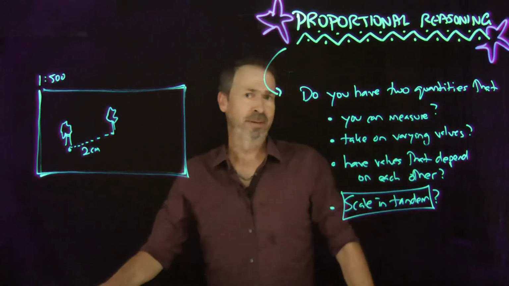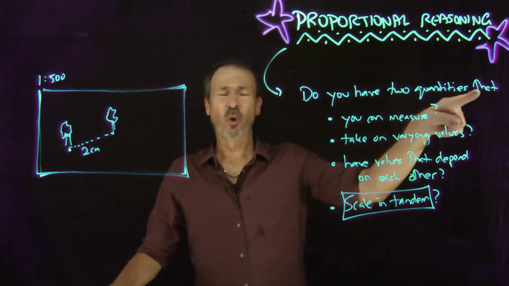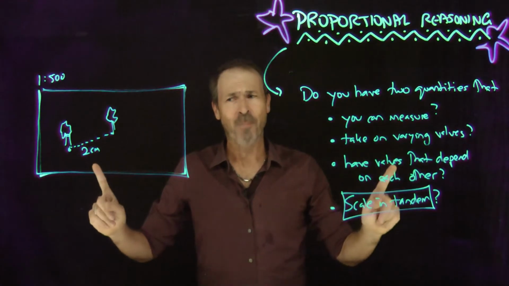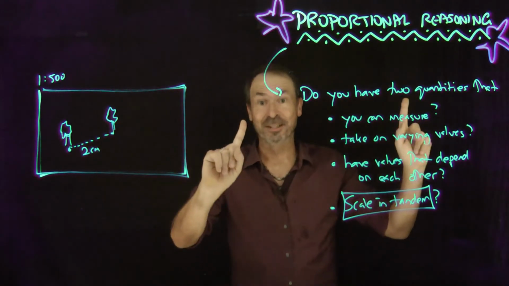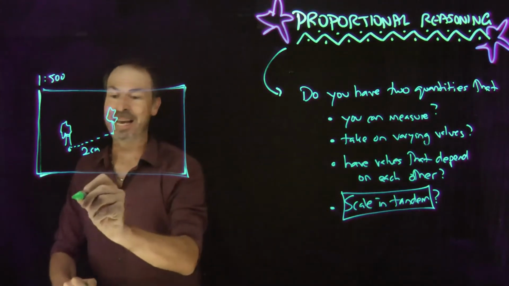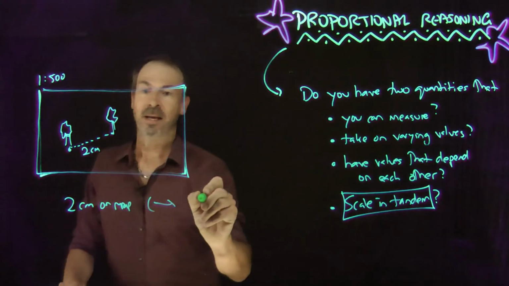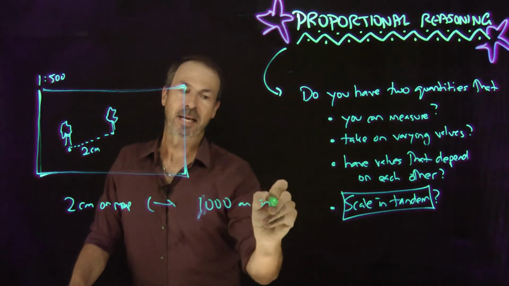Is that something to do with a proportional relationship? Well, the question is, do you have two quantities that you can measure? What are the two quantities that play here? And you think about it, I've got distances on the map and actual distances. Right now, I can say that 2 centimeters on the map goes, times 500, to 1,000 centimeters in real life.